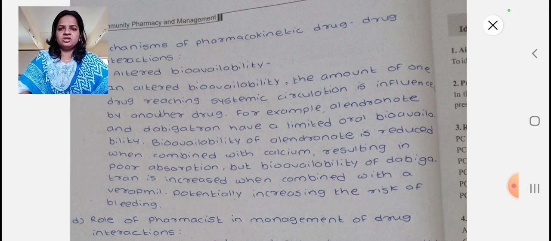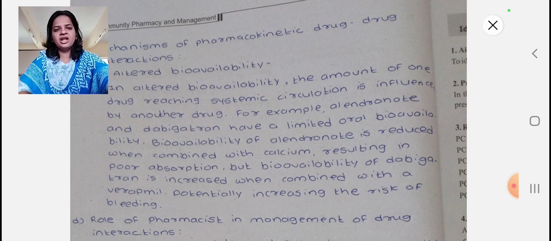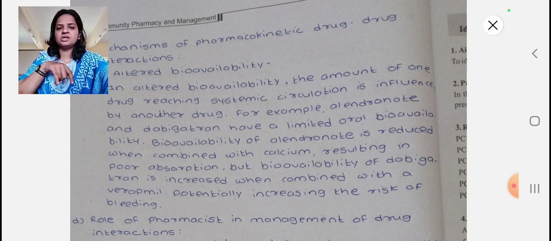You can explain any one: altered bioavailability, altered metabolism, altered distribution, or altered elimination. Whatever you find easy to remember, you can explain here. Altered bioavailability is an easy part, you can easily remember it. The two drugs are alendronate and dabigatran, so you can write this answer. In altered bioavailability, the amount of one drug which reaches the systemic circulation is influenced by another drug.